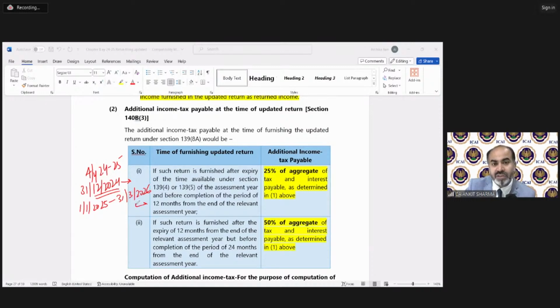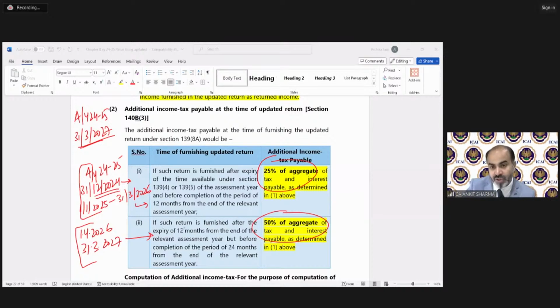in this case, this will fall in this category and we have to pay 25% of the aggregate of tax and interest payable. And if the updated return has been filed from 1st April 2026 up to 31st March 2027, then this will fall under this category and we need to pay 50% of aggregate of tax and interest. Because for assessment year 24-25, the last updated return can be filed up to 31st March 2027. So if this has been filed during this time duration, we have to pay 25%. If this has been filed in this duration, we have to pay 50% as additional tax.